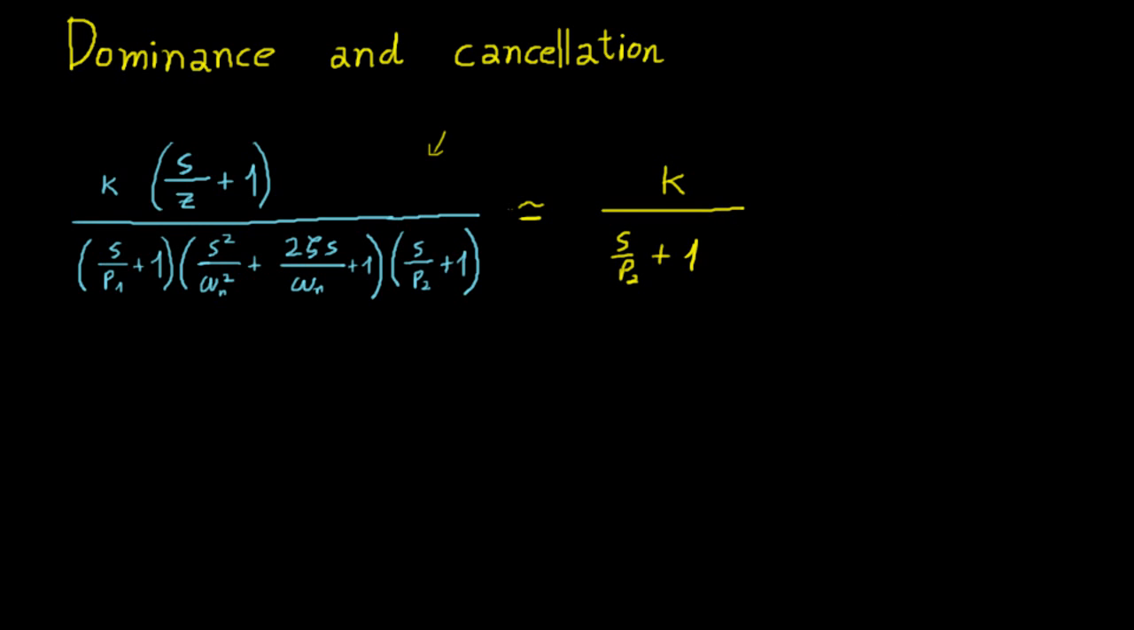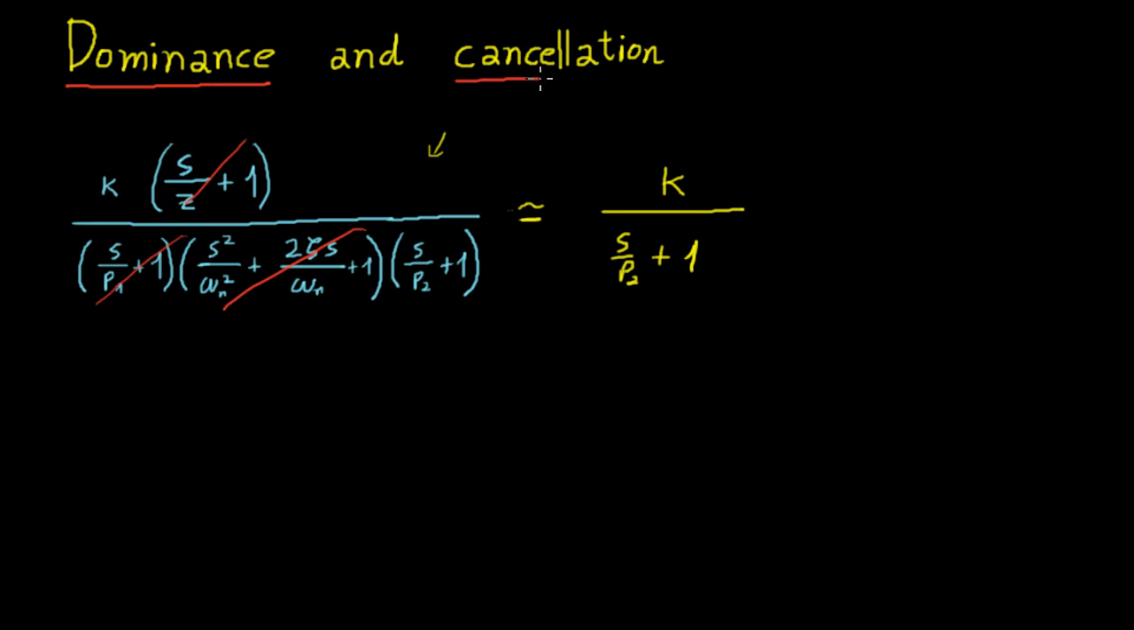As we saw in the last video, this is the crudest, the most unsophisticated approach to order reduction, yet one which is very useful. Now, there are two mechanisms that allow us to disregard first or second order elements, in this case this one and this one and this one, in a transfer function, which are dominance and cancellation. So let's go first with dominance.